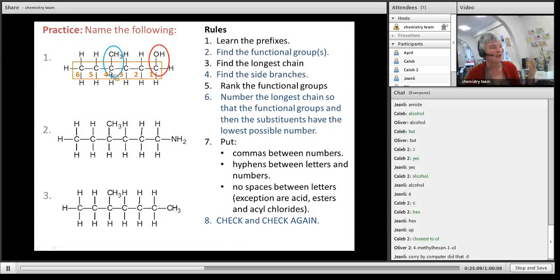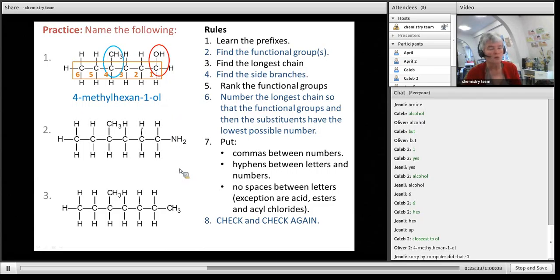So the name would be 4-methyl. Remember, between a number and a letter is a hyphen. No spaces between the methyl hexane, it's all one word. Now I'm going from a letter to a number, so I put in a hyphen, because I've got to say where that OH is, and then another hyphen, -ol.